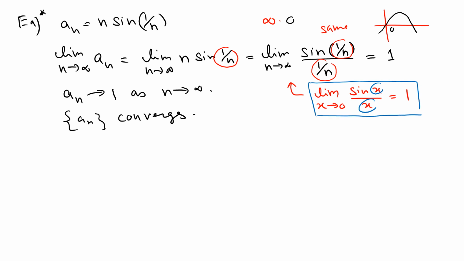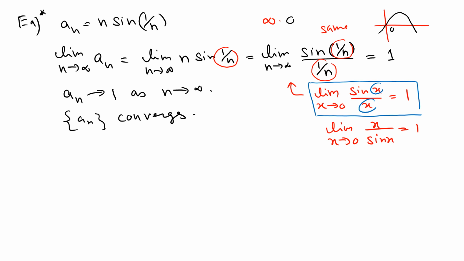And also we can make it upside down. x over sine x also goes to 1. So you can also write the limit as x goes to 0 of x over sine x. That also goes to 1.